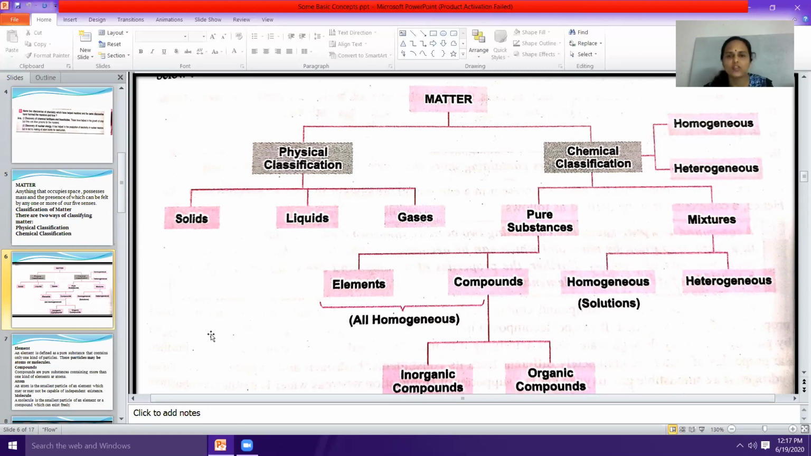Homo, as the name says, means having the same composition all throughout. So homogeneous mixtures are those which have the same composition all throughout. Example, sugar solution, salt solution, etc. And heterogeneous mixture, hetero means different. Heterogeneous mixtures are those that have different compositions throughout. An example of a heterogeneous mixture is a sand-water mixture. You can take chalk suspended in water. They all come under heterogeneous mixtures.